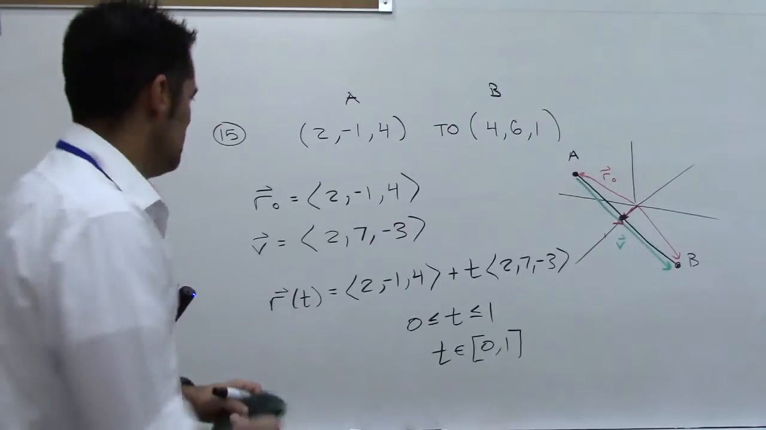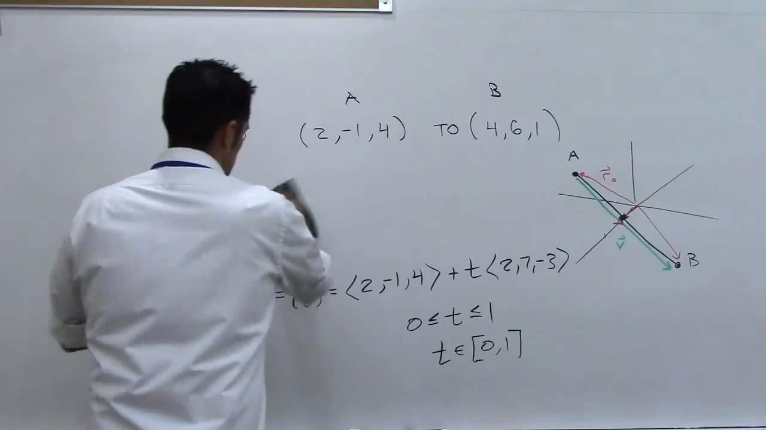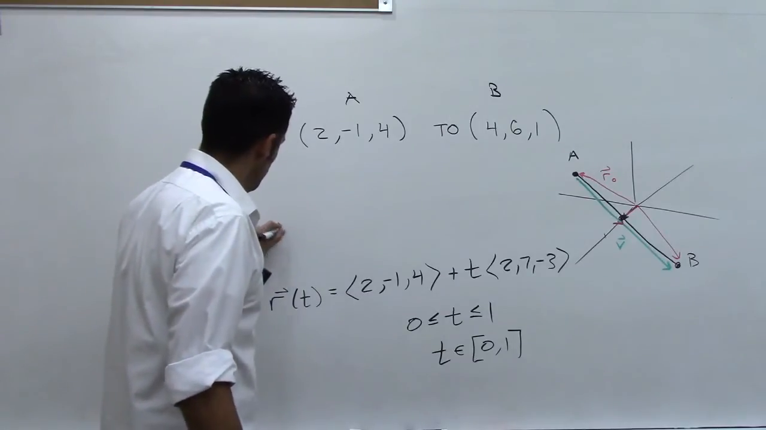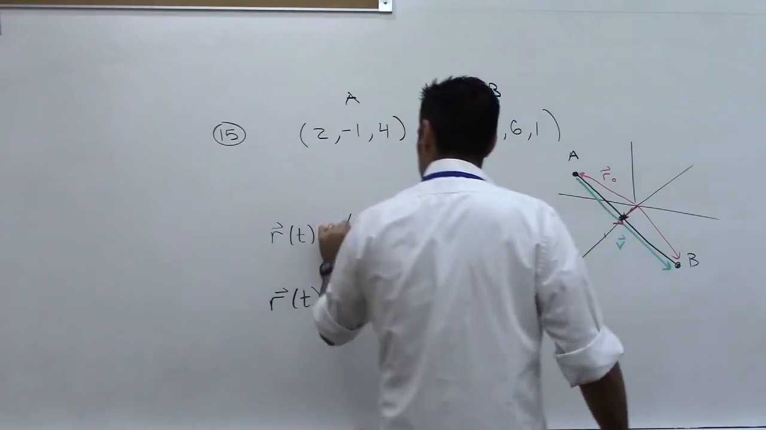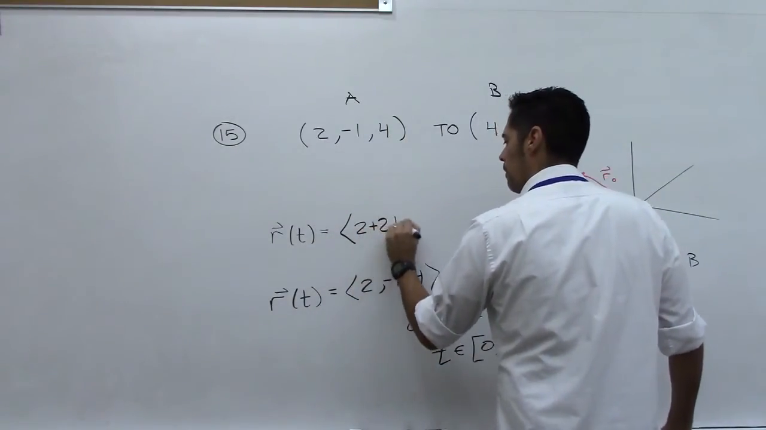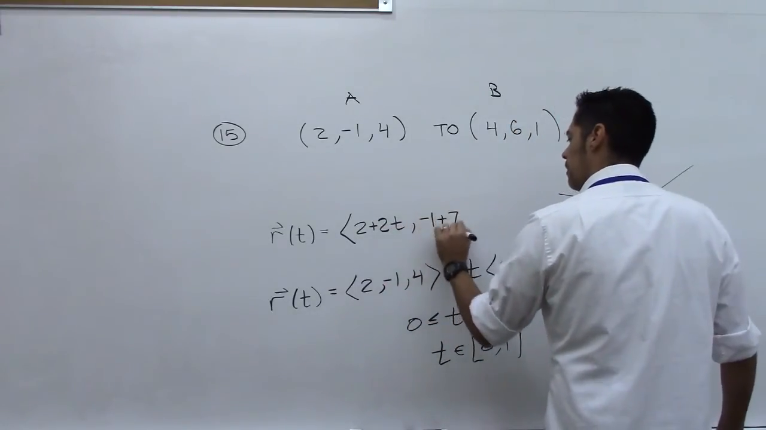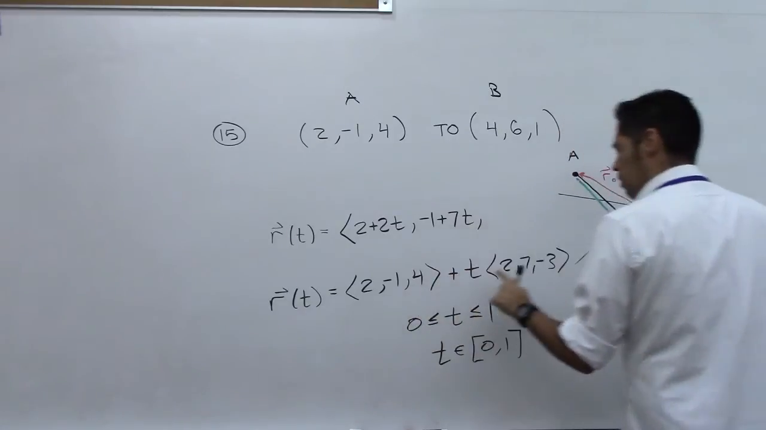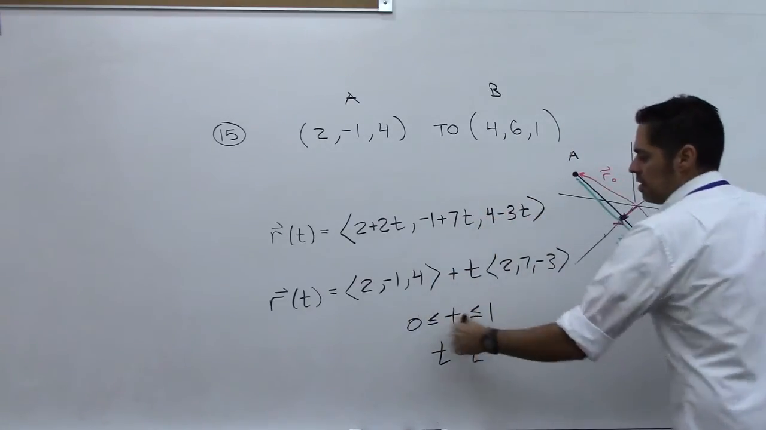Oh, you know what? I could put these together. I never did that. You could get a final answer here. R of t equals, just put these two together. So 2 plus 2t, -1 plus 7t, and 4 minus 3t. And of course, t is between 0 and 1.